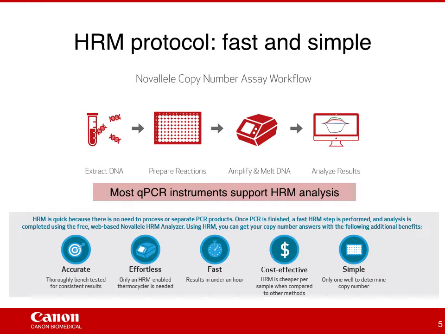In summary, the Novallele copy number assay protocol is accurate as proven by extensive bench testing of the chemistry. It requires minimal effort since the PCR and detection take place on a single instrument. It is quite cost effective as only common PCR reagents are used. It is simple as you don't need to run technical replicates to get quality copy number calls. And lastly, it is very fast, especially compared to other methods. Just how fast, you may ask?